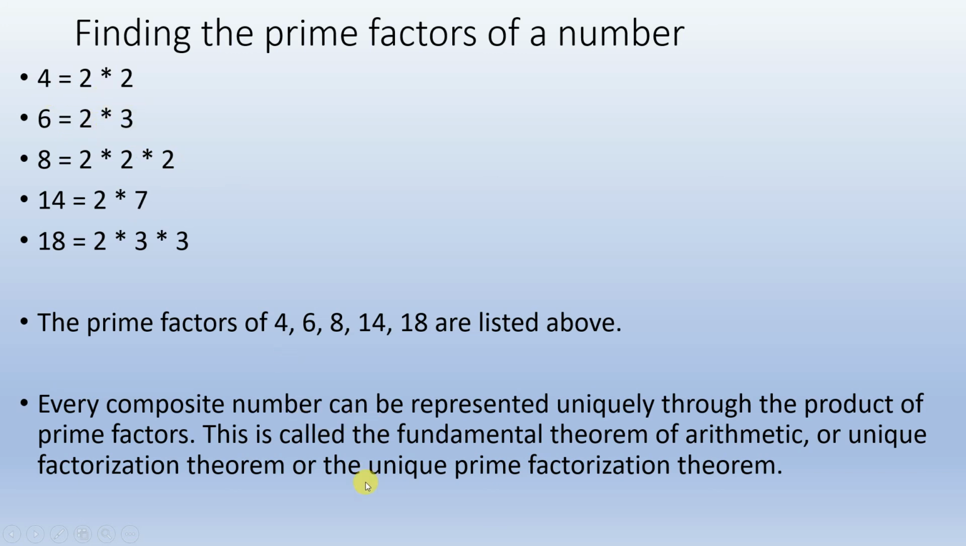So this is the fundamental theorem of arithmetic, also called the unique factorization theorem or unique prime factorization theorem. What does it state? Every composite number can be represented uniquely through the product of prime factors. So this is a unique representation of 18. This is the identity of 18. Again, this is a unique representation of 8.